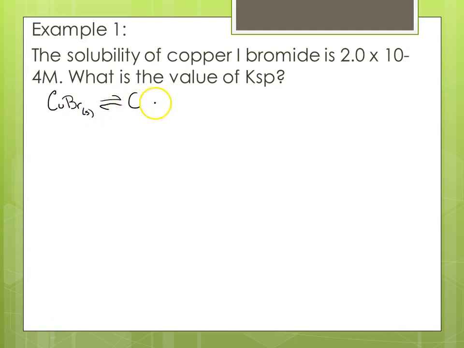So we're going to have a copper ion and a bromine ion. And we're going to set up our KSP value. So keep in mind that when we set up our KSP expression, it's going to look like my concentration of copper times my concentration of bromine. Always write out your balanced equation, so then you know if you need any exponents when you set up your KSP expression. So now what do we know?